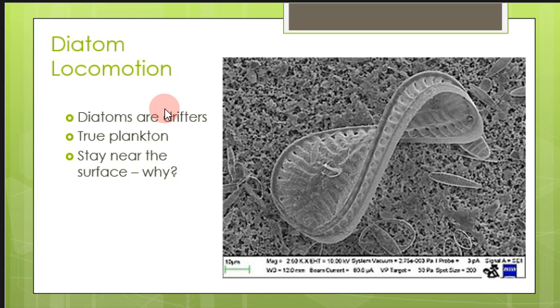Is that what you're saying? Is that what y'all were saying? Photosynthesis? Okay, I was looking for the word sun. All right, photosynthesis. That's right. So they're staying near the top. There's another picture of a close-up one right there of its little frustule.